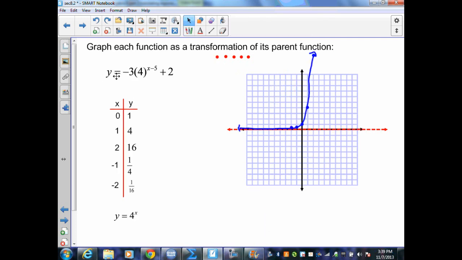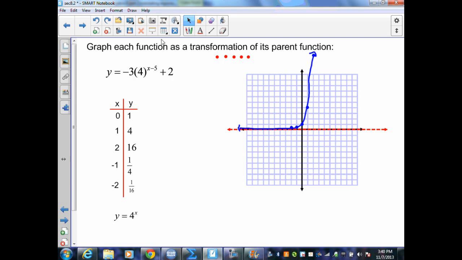For my last example, I have y equals a negative 3 times 4 to the x minus 5 plus 2. I want to begin, before I translate my function, to actually graph my parent function, which is y equals 4 to the x, or b to the x. Here's the associated ordered pairs, and I've graphed my function. I can see it's a growth because b is greater than 1.